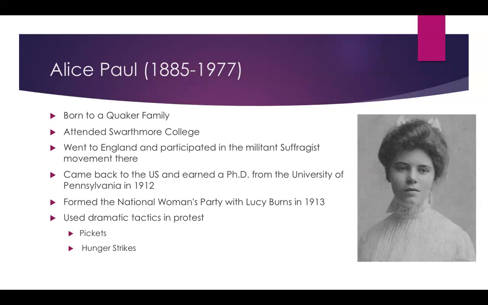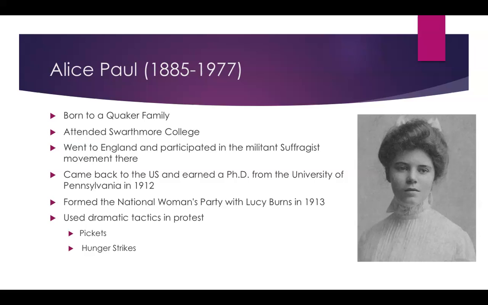Fast forwarding a little bit into history, the next major figure in the women's movement is Alice Paul, who was really the second wave of the suffragist movement. She was born to a Quaker family and attended Swarthmore College. She went to England when she was a young adult and participated in the militant suffragist movement there, which gave her a lot of ideas on how to bring the suffragist movement to the United States.